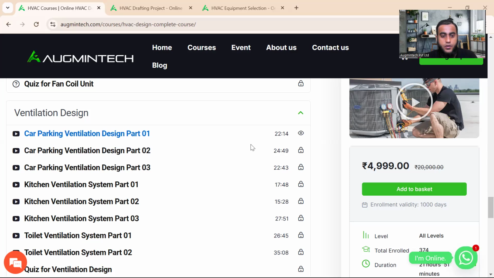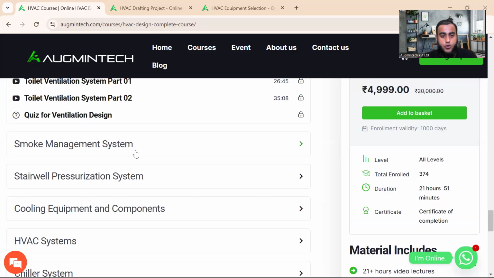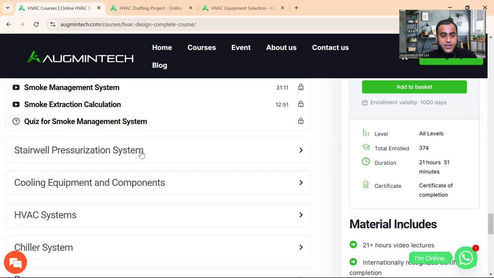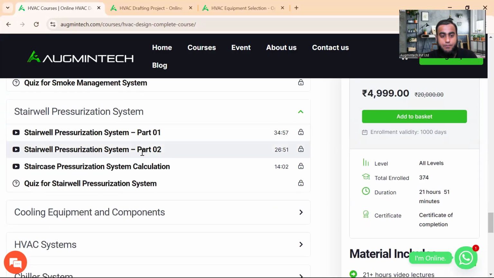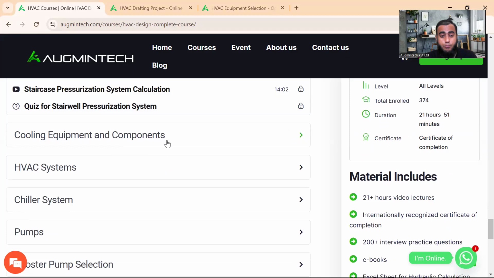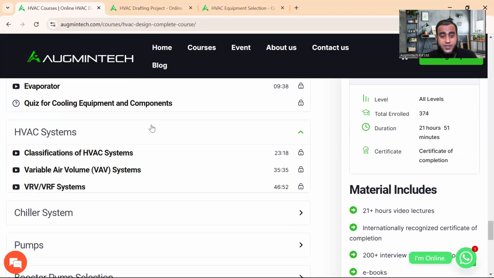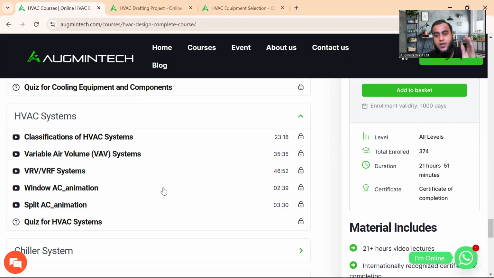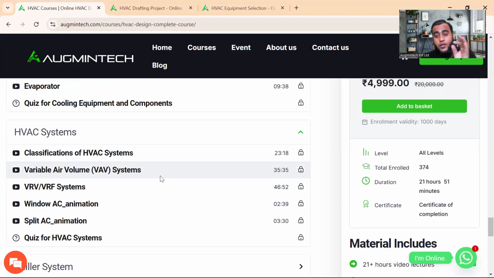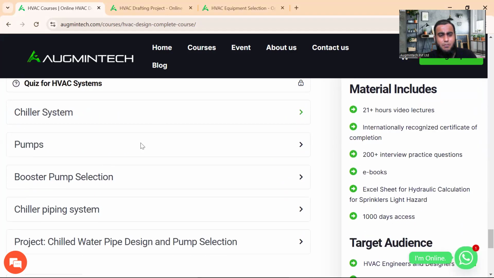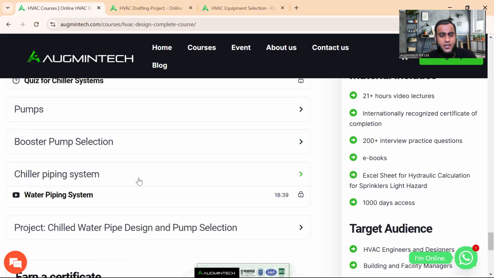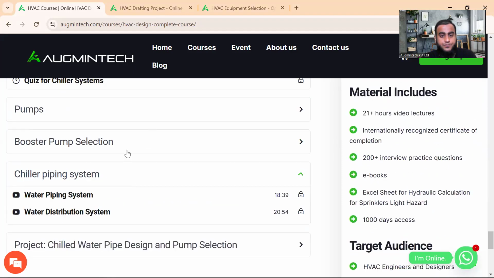Even the smoke management system we will discuss in the recorded class, stairway pressurization system, cooling equipment and components, even the HVAC system. No one will give you this complete course in detail for only 4,999 rupees, which means $75. We have also discussed in detail the VAV system, VRF, VRV system, chiller system, pump selection, booster pump selection, chiller piping, everything.